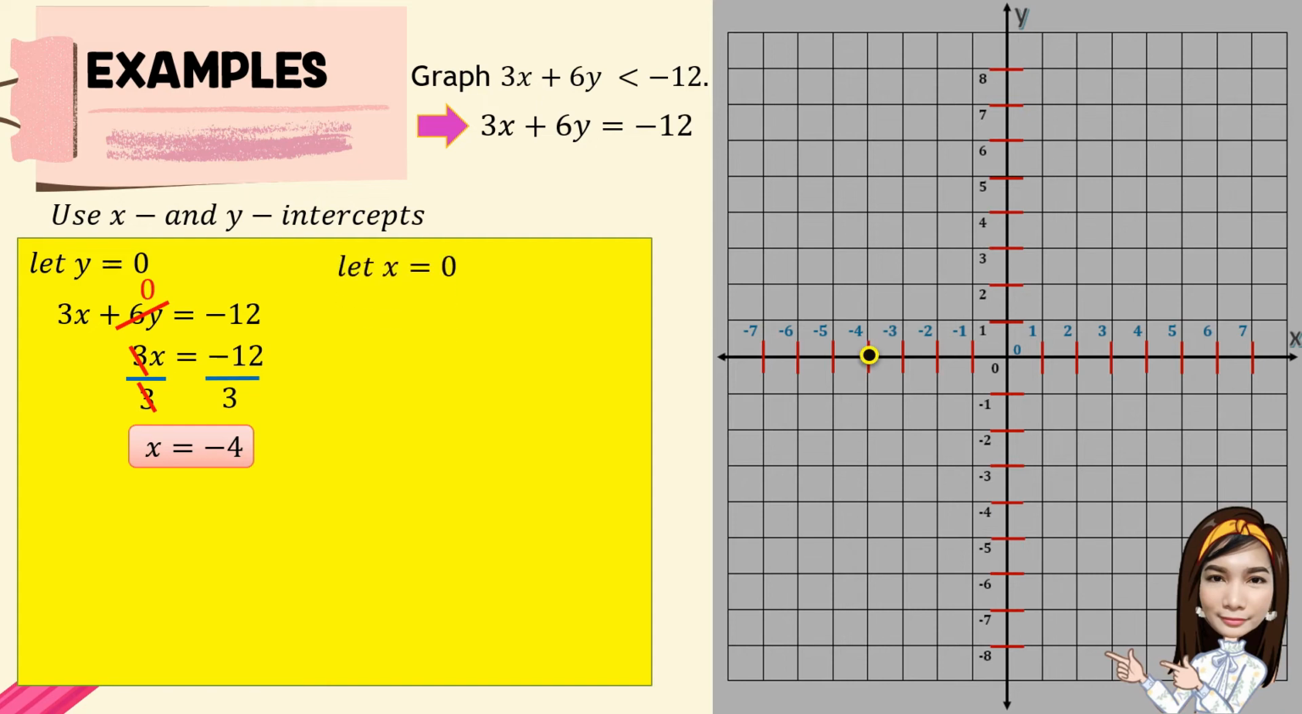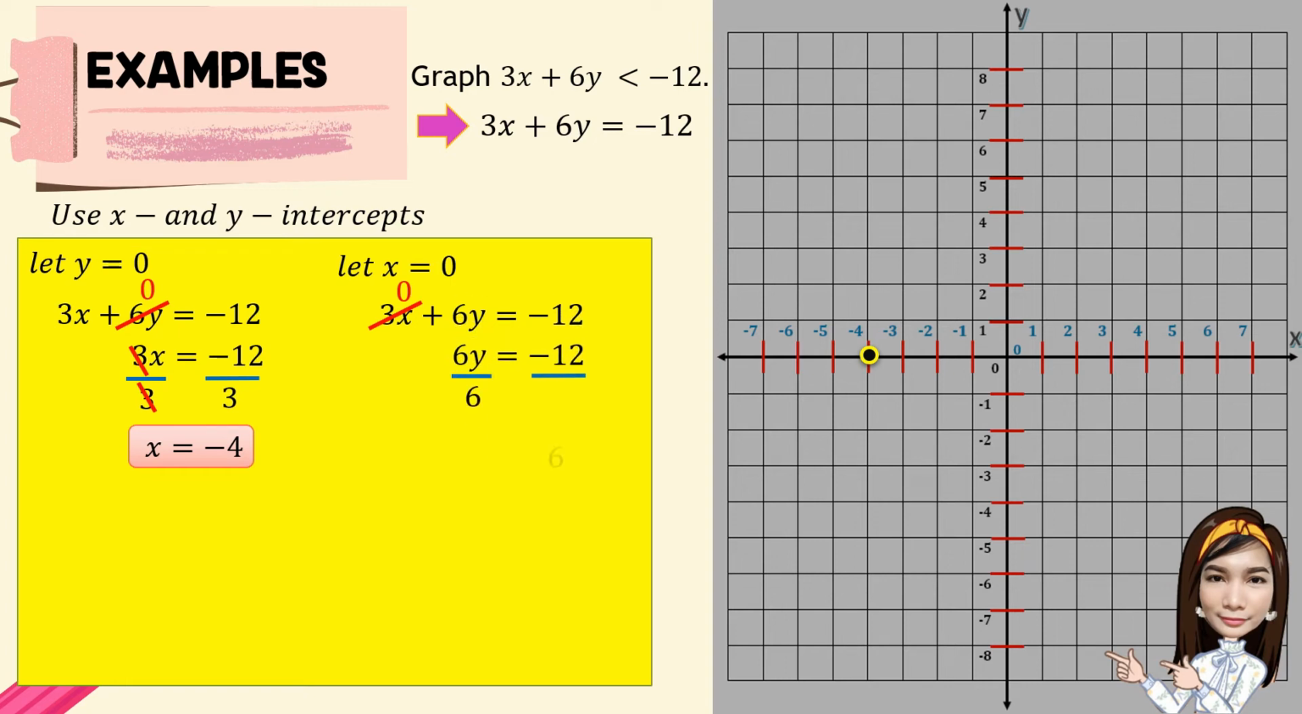Now to get the y-intercept, let x equal 0. Then write the equation 3x plus 6y equals negative 12. Then substitute the value of your x, which is 0. So 3 times 0 is equal to 0. So the remaining there is 6y equals negative 12.